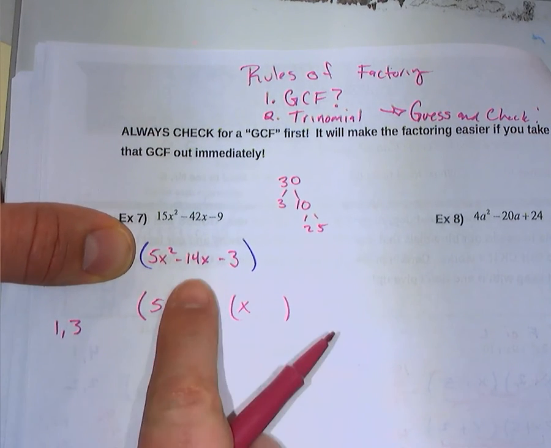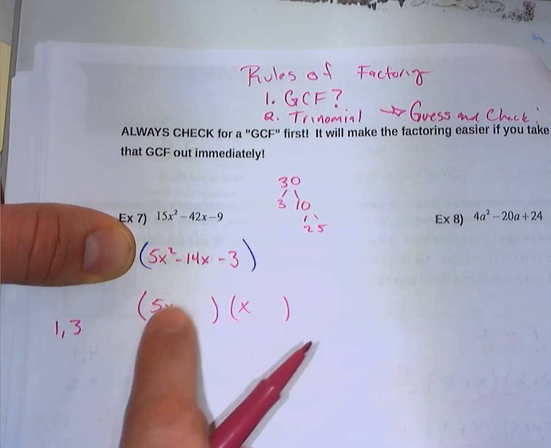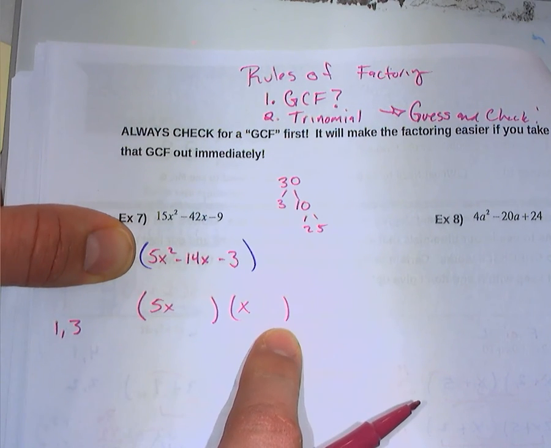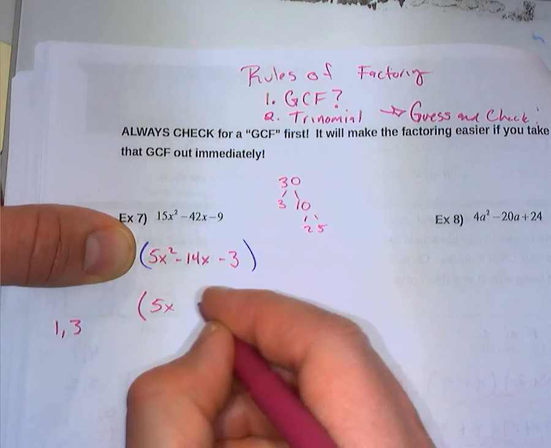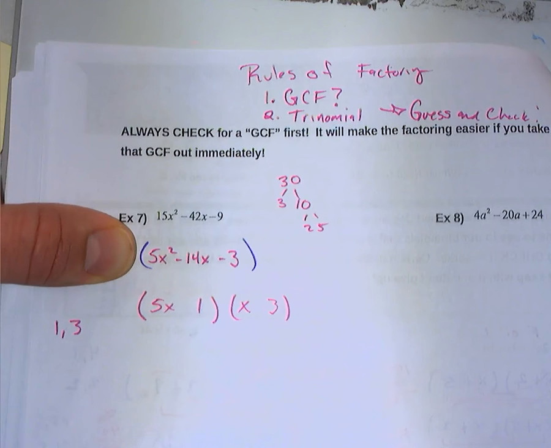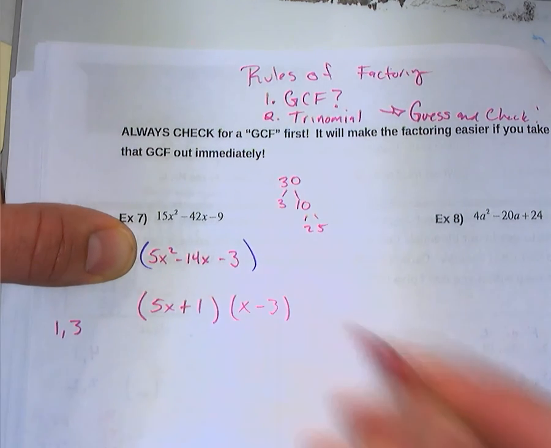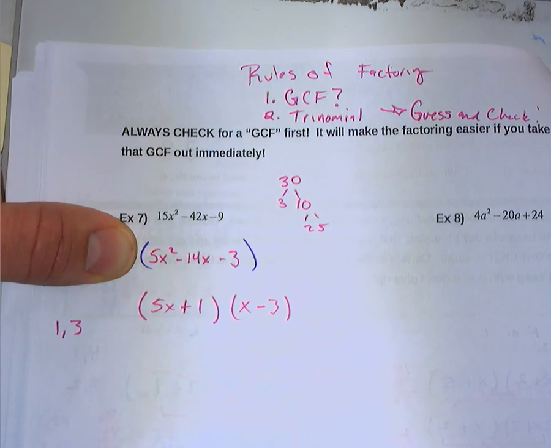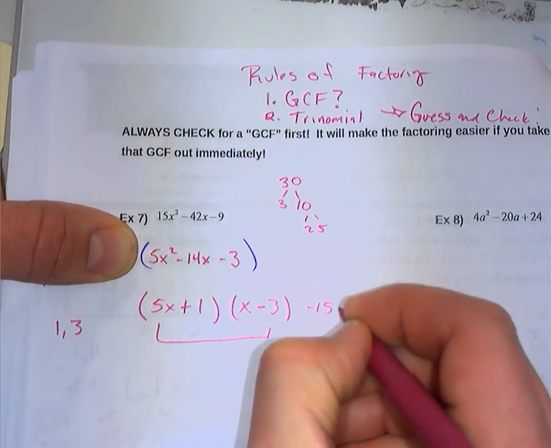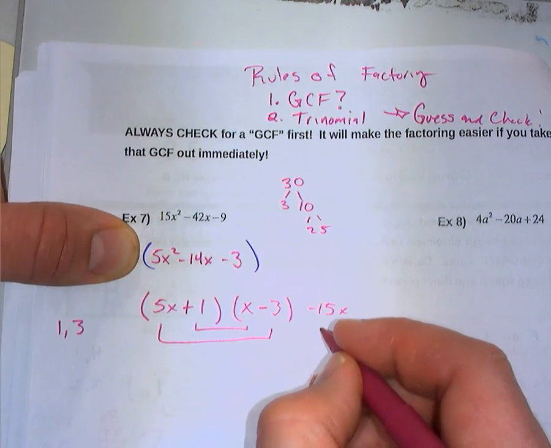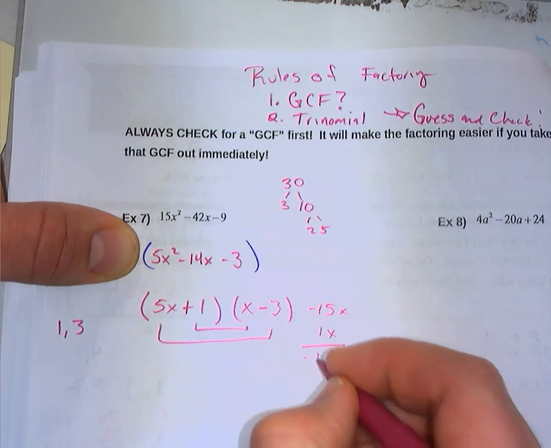Well, we got to get all the way up to 14. So 5x times what will get me pretty close to 14? 3. I'm going to put the 3 here and the 1 here. Who do you want to be plus or minus? Because it's factors of a negative 3. Okay? Plus 1, minus 3. Only way to be sure is to check it. That guy right there is negative 15x. This is 1x. Yes, I wanted negative 14x, and that's what I got.